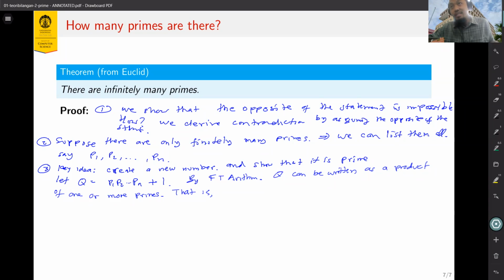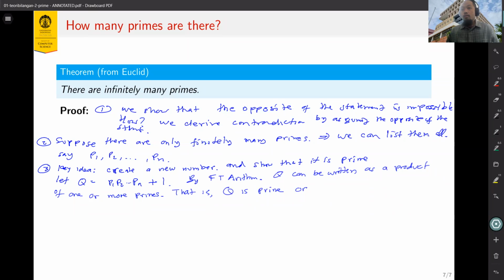That means Q itself is prime. That is one case. Or, Q can be written as a product of two or more primes, right?